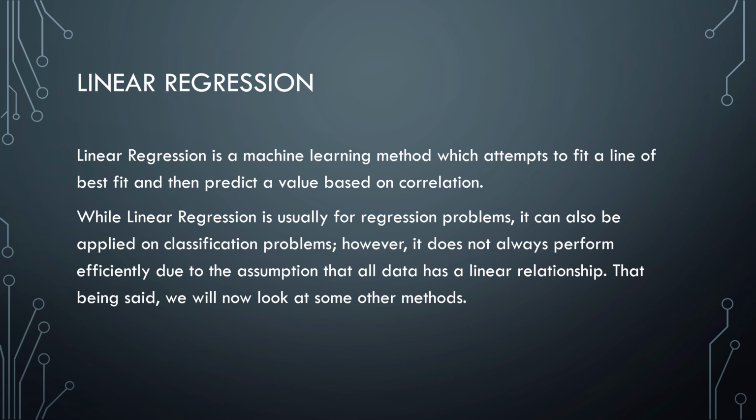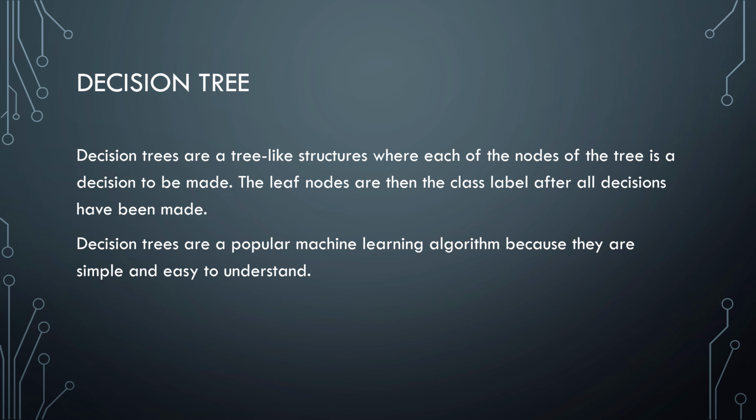That being said, we'll now look at decision tree, which is a tree-like structure where each of the nodes of the tree is a decision to be made. The leaf nodes are then the class label after all decisions have been made. Decision trees are a popular machine learning algorithm because they're simple and easy to understand.